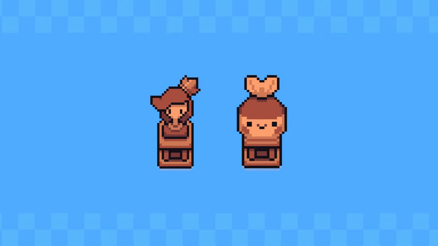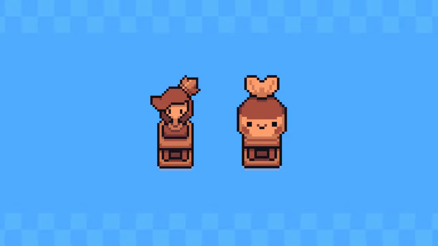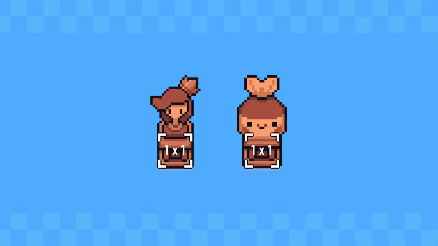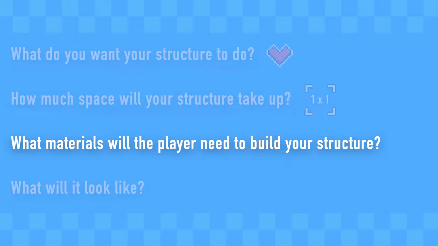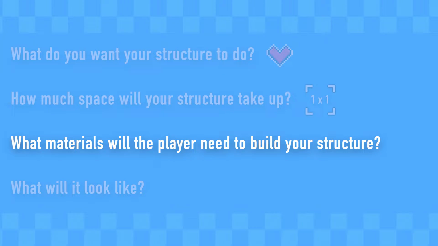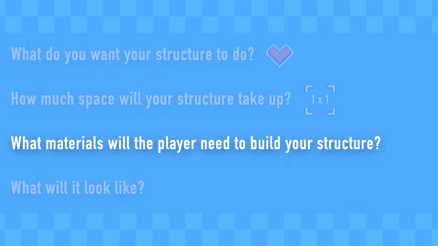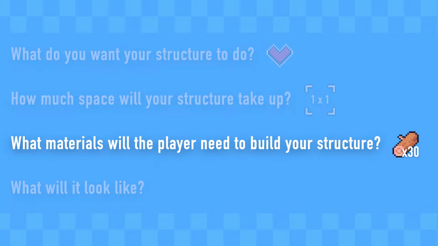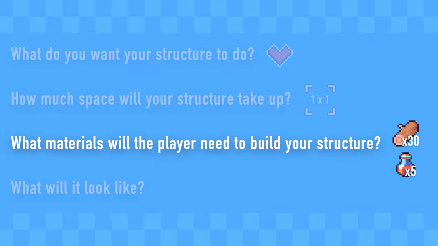I think it would be cool to make our structure a statue that looks like the other decorative statues that are already in the game. The bee and fairy statues have a size of 1, so ours will too. What materials will the player need to build our structure? The bee and fairy statues both require 30 wood and one additional ingredient to make. I think our healing statue should take up 30 wood as well, and let's say 5 healing potions.